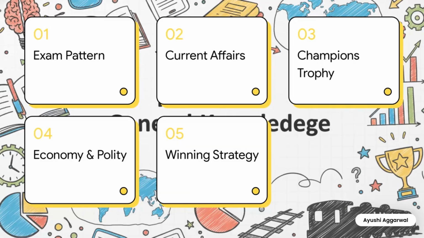Okay, so here's our roadmap for today. We're going to start with the exam pattern, dive deep into current affairs, tackle economy and polity, and then wrap it all up with a solid winning strategy just for you. Ready? Let's get into it.